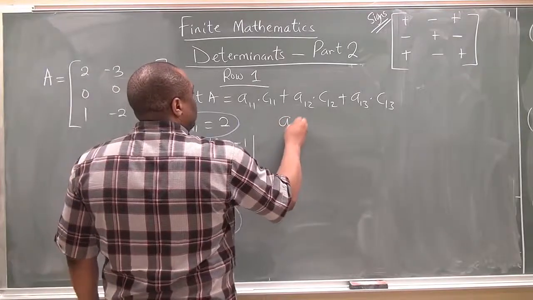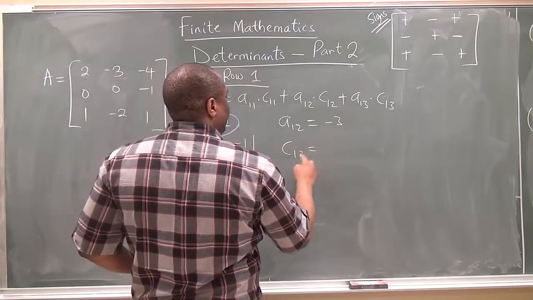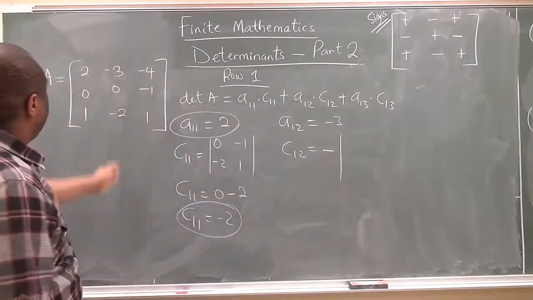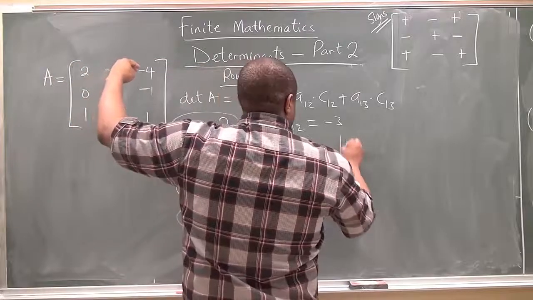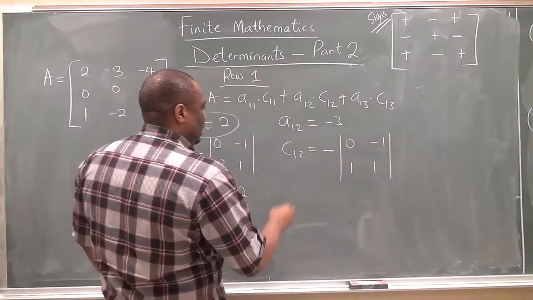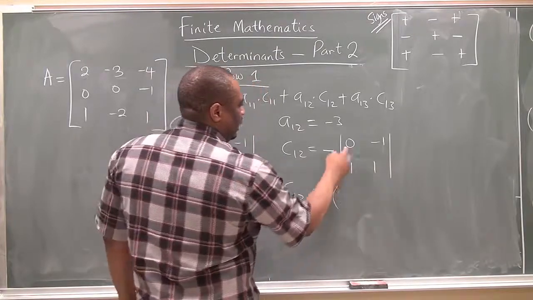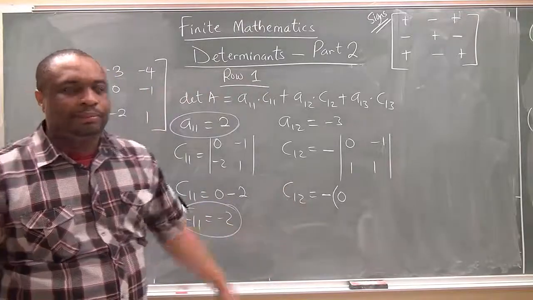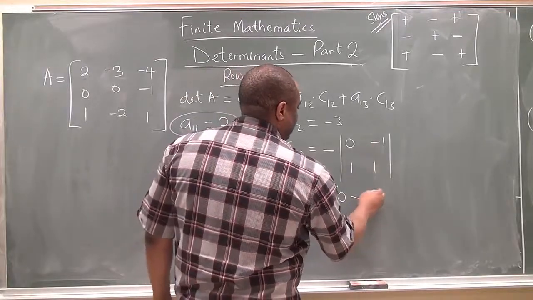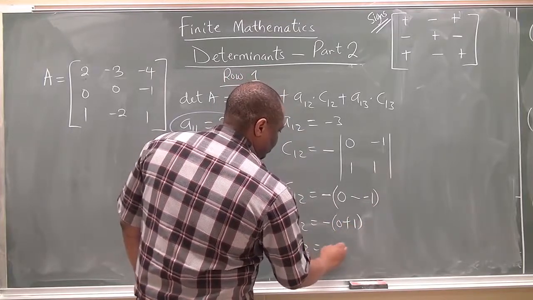Okay, now A12, I got my A12 is negative 3. Then C12 will be minus, because 1 plus 2 is 3. So minus, bam, bam, and this will be 0, 1, negative 1, 1. So that's going to be what C12 will be, minus, you can put your parentheses here, because you have a minus, just put parentheses in case. 0 times 1, 0, minus 1 times minus 1 is minus 1. So C12 will be minus 0 plus 1. So C12 will be minus 1.